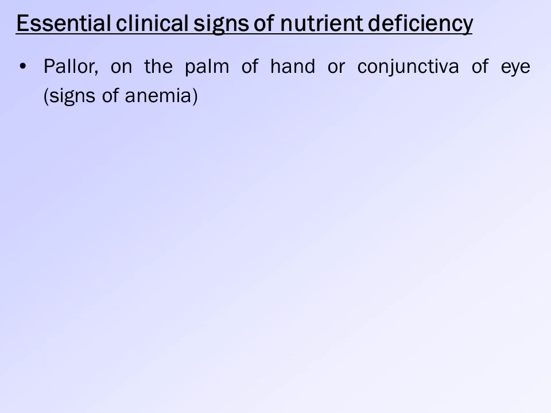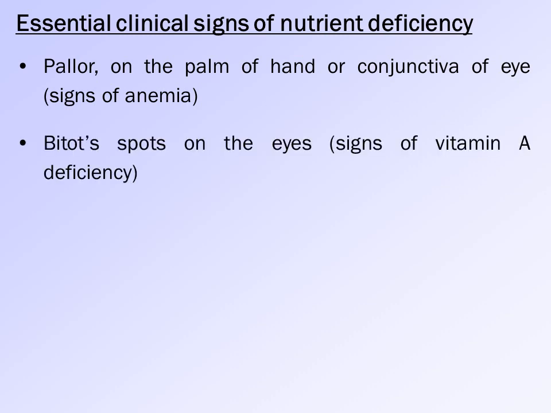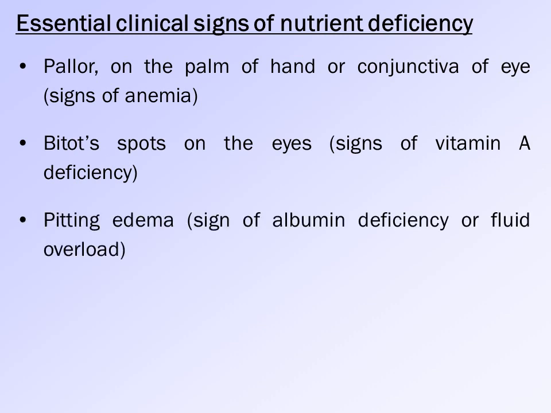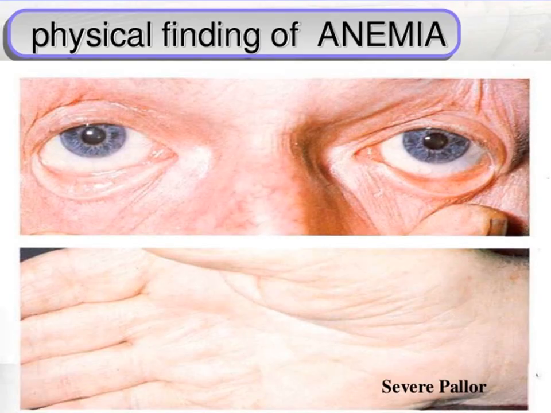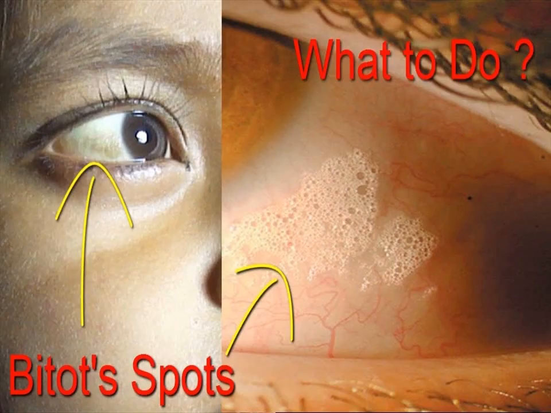Essential clinical signs of nutrient deficiency include pallor on the palm of the hand or conjunctiva of the eye, which is a sign of anemia; pitted spot on the eye, which is a sign of vitamin A deficiency; pitting edema, a sign of albumin deficiency or fluid overload; goiter, a sign of iodine deficiency; and severe visible wasting, which is a sign of protein energy malnutrition. This is a physical finding in anemia, and here is the pitted spot in the eye.